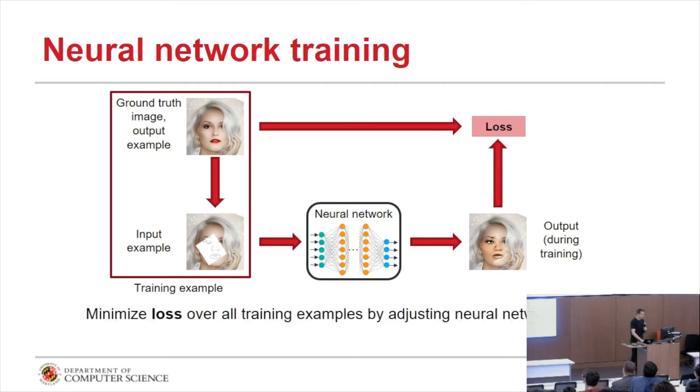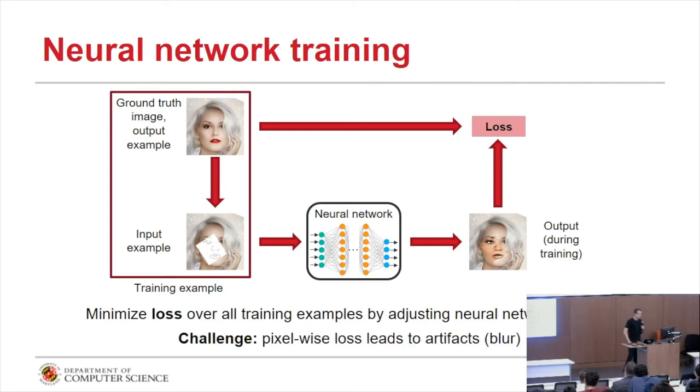Now, one of the key concepts here is to minimize this loss, this difference between the input and output over all training examples. And the key research challenge is really that a pixel-wise loss here leads to artifacts. So the naive idea would basically be to say that the output image should match the input on a pixel-by-pixel basis. All the pixels need to be the same.